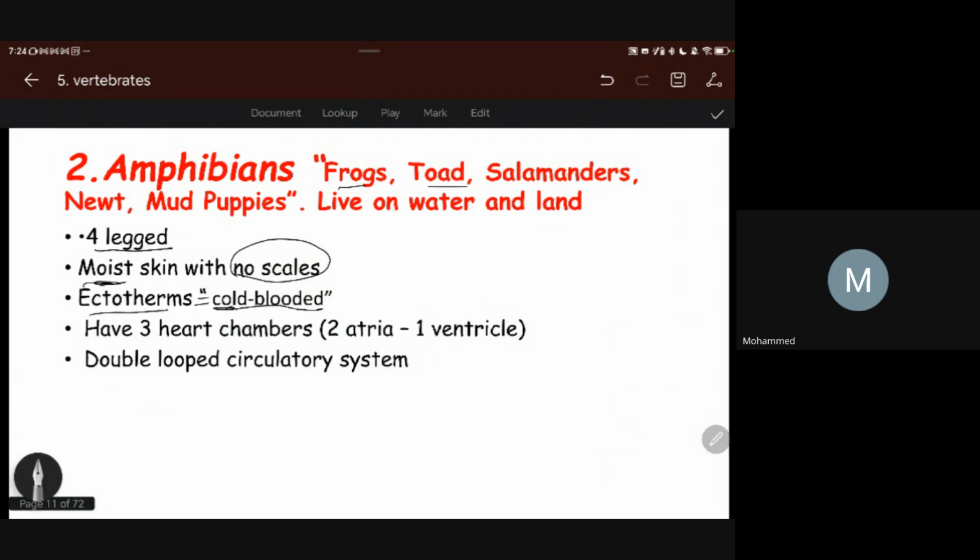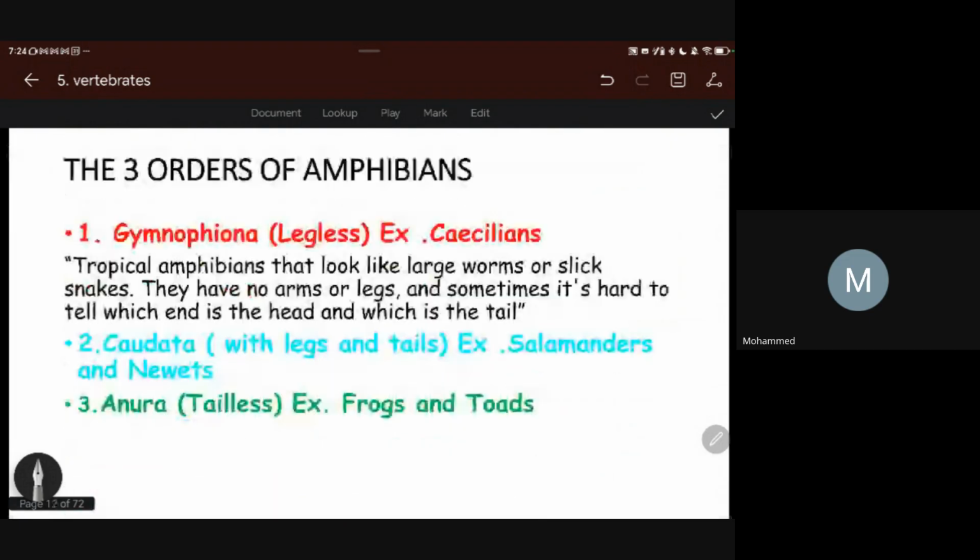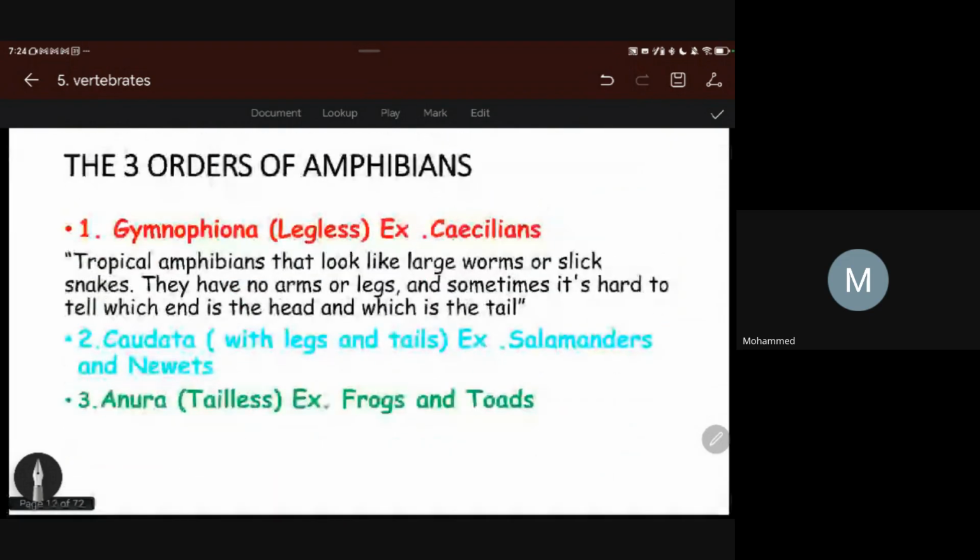They have 3 chambers within their heart, 2 atria and 1 ventricle, and their circulation is double looped as well. The blood passes by the heart twice per circuit. Now we have 3 orders for amphibians.